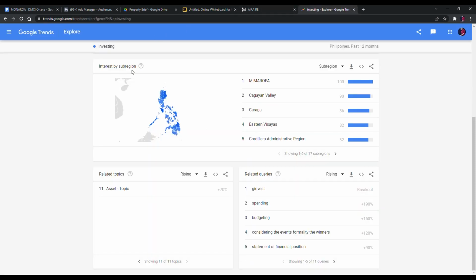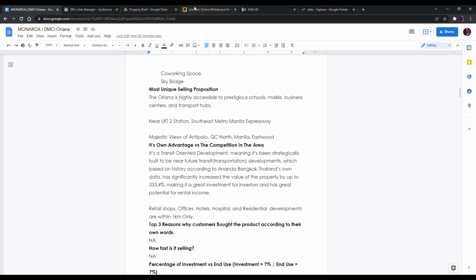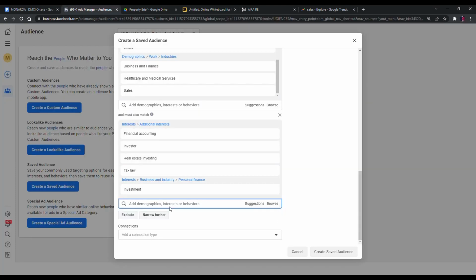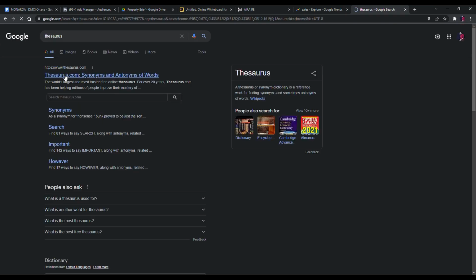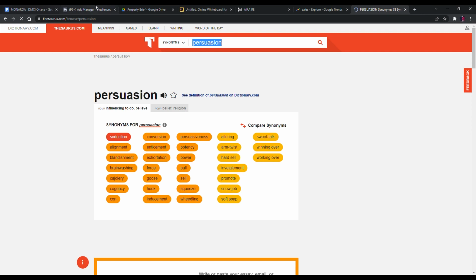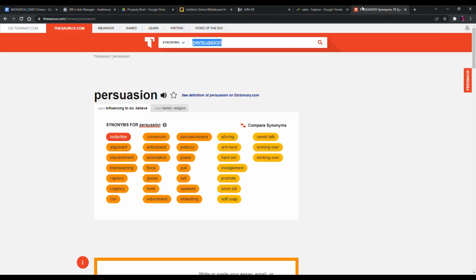So for sales, let's go here. Company, financial asset, strategy, profit, marketing, expense. Since that's not working well, I can just go ahead and use persuasion right there. Not sure if that's something that's going to come up here. It's a film. All right. So it's something like that. Here's something: thesaurus. Just go ahead and search synonyms of the word. So persuasion. There you go. There's conversion. And boom. So we have conversion optimization, conversion marketing, and all that stuff right there.